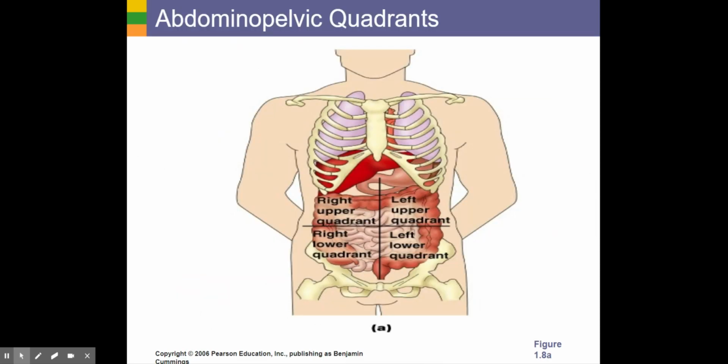Real quickly, just want to go over a couple abdominal pelvic quadrants. These are really important, specifically when we get into the digestive system, because you want to know what you're looking at when you're looking at the patient. So in this case, you got to remember, when you're looking at a person or a patient, everything gets referred to off of their side. So sometimes it gets a little tricky.